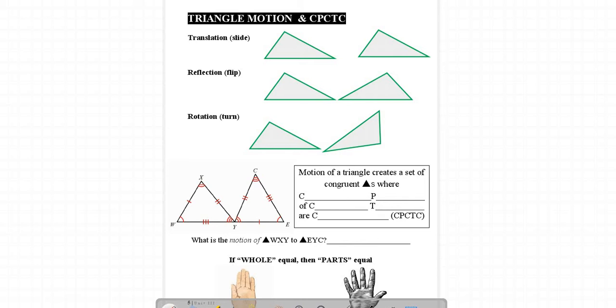We kind of went a little bit over this last lesson, but I didn't go into detail. First, we're going to talk about triangle motion. Translation is a slide. Reflection is a flip like a mirror. Go ahead and do that. Rotation is a turn.